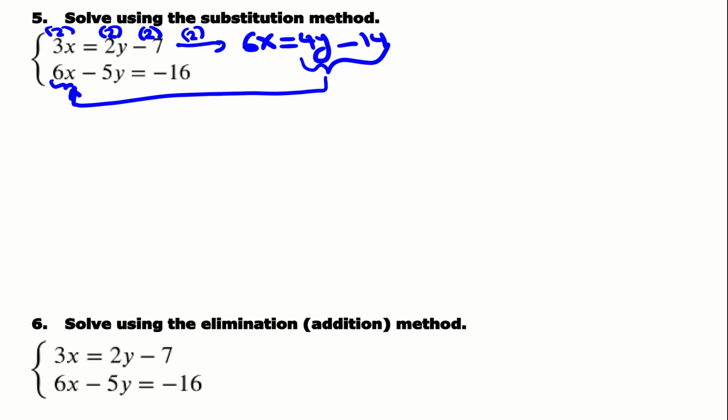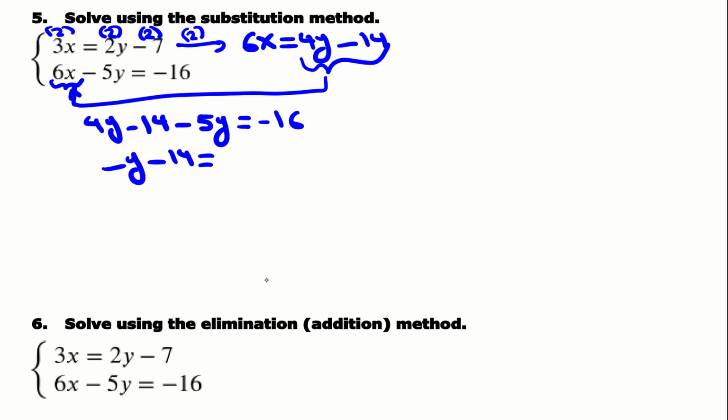So now we're going to take this 4y minus 14 and substitute it, not for x, but for the entire 6x term. And we end up with 4y minus 14 minus 5y equals -16. So now basically we're going to combine the like terms on the left. We get -y minus 14 equals -16.